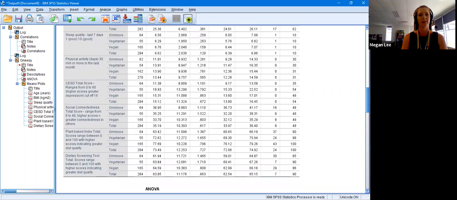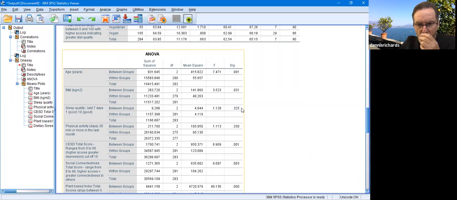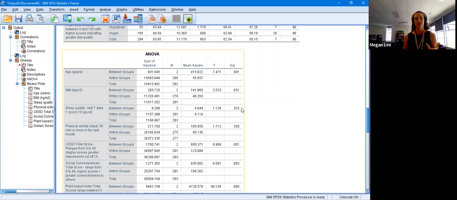Okay, let's look at sleep quality. Sleep quality is between 1 and 10. Our average sleep quality was 6.6 across the population. Omnivores were at 6.5, vegetarians were at 6.2, and vegans were at 6.7. So once again, vegans have a higher sleep quality than the other two. But is that a significant difference? Who could tell me whether sleep quality is significant or not? No. Good. So there may be differences between vegetarians, vegans, and omnivores, but it's not statistically significant.